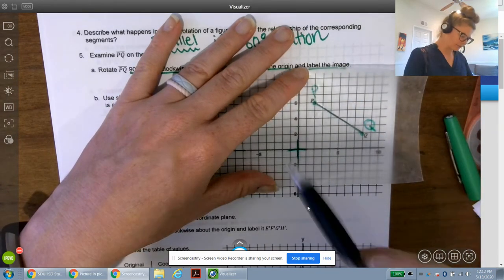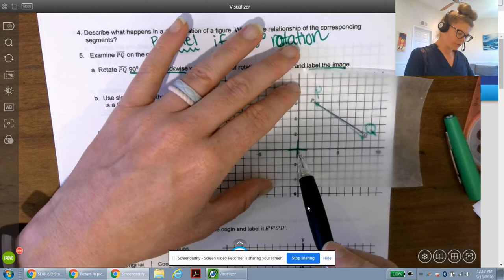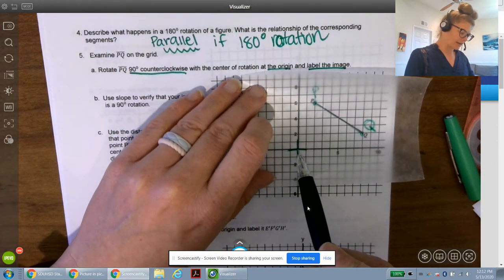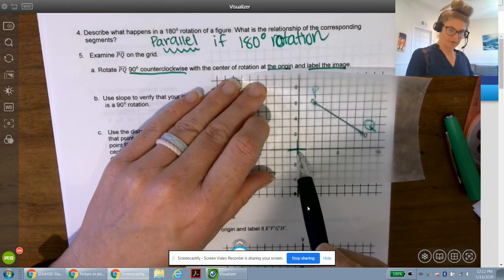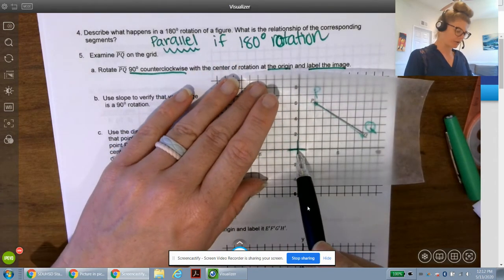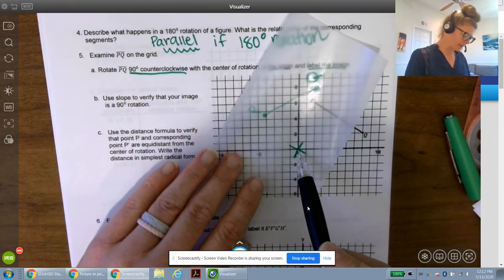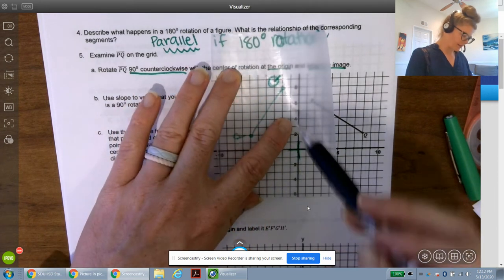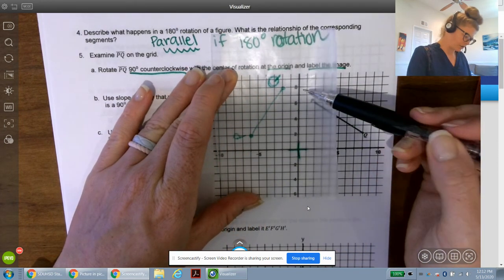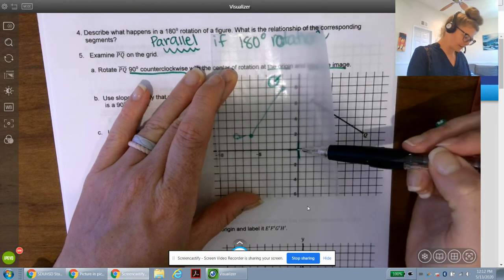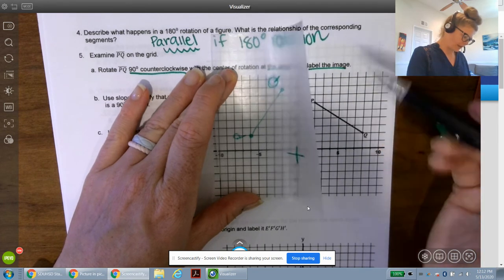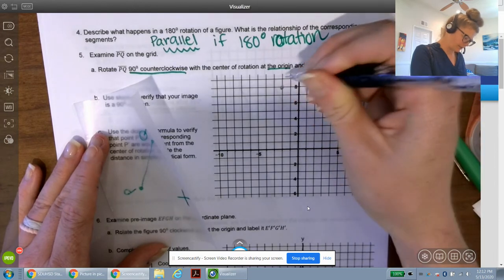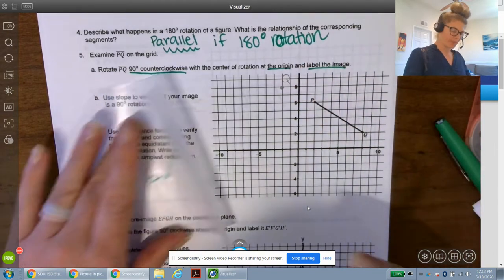I'm going to take pencil and always double check what degree we're going. So we're going 90 degrees counterclockwise. So this is clockwise, so counterclockwise would be this way. Now I'm going to line this up perfectly. And I notice that Q is going to be at -2, 8. So I'm going to go -2, 8 and label that Q.